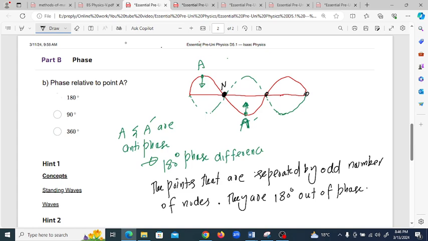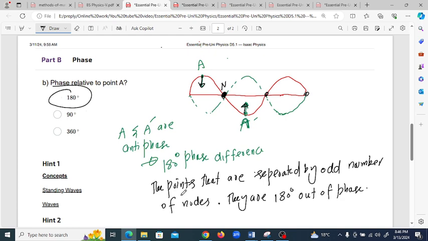If you can see, A and A dash are separated by one node only. When they have one node, it means if this particle is going downward, this particle is going upward, so their directions are exactly opposite to one another. So all the particles on this line and all the particles on this line are in antiphase, exactly 180 out of phase. So the correct option is 180 out of phase.